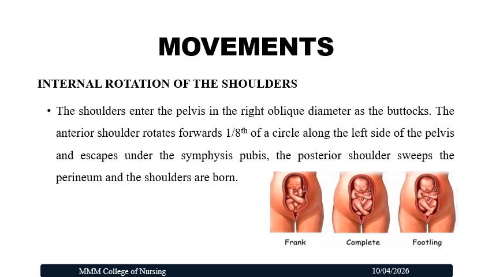Next movement, internal rotation of the shoulders. The shoulders enter the pelvis in the right oblique diameter as the buttocks did. The anterior shoulder rotates forward 1/8 of the circle along the left side of the pelvis. Thereby, it escapes under the symphysis pubis and now the posterior shoulder sweeps the perineum and the shoulders are born.